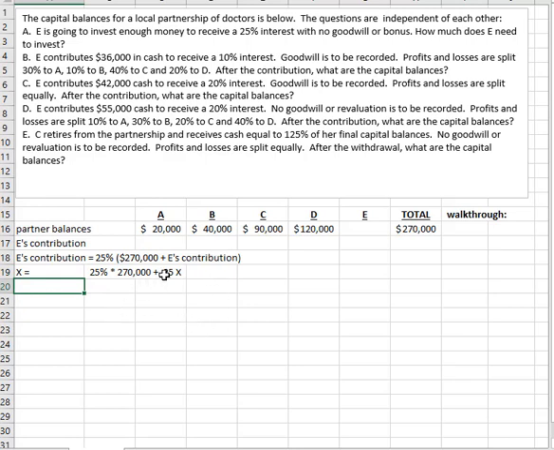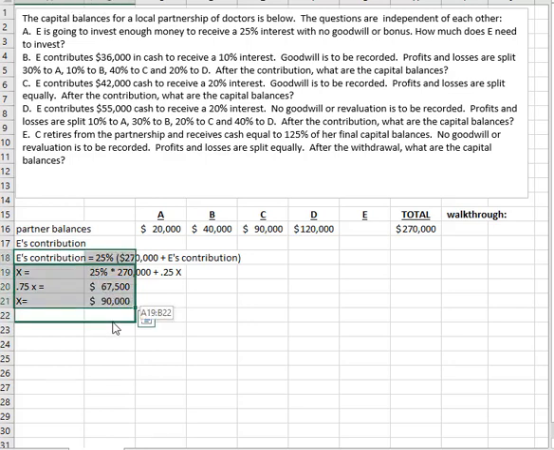That's multiplying the 25% times the two elements in the parentheses. So then you can subtract 0.25 from both sides, and a quarter of 270. So then you would divide both sides by 0.75, and you get X equals 90,000.